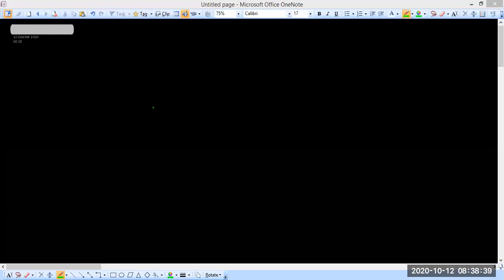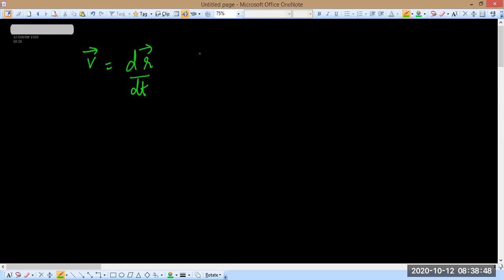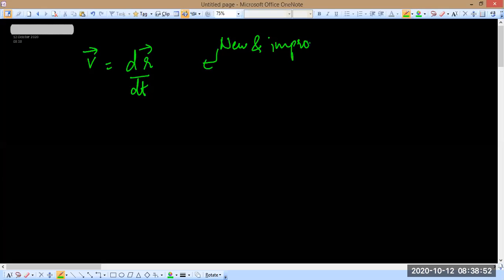Right. Now let's go to calculating velocity. We have already studied this formula. Okay, this is the new and improved formula. આવું લખેલું હોય ને એડ્સમાં, અલગ અલગ વસ્તુમાં, new and improved formula. Okay.